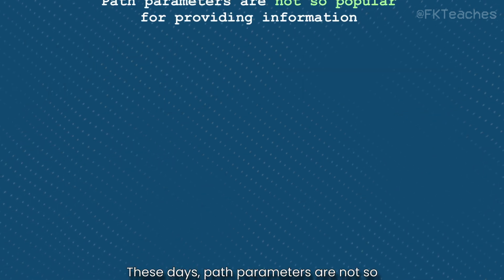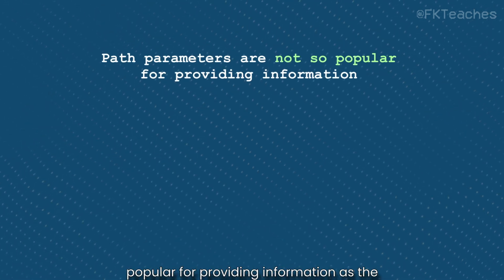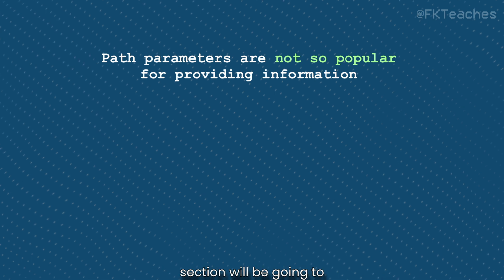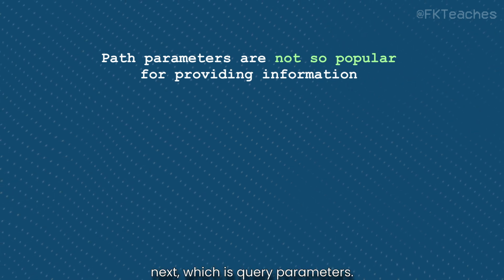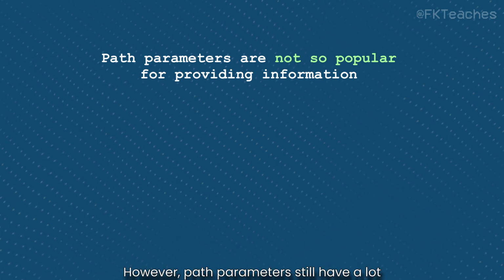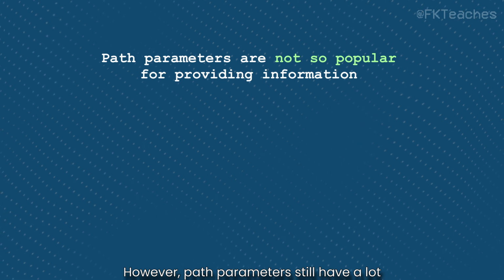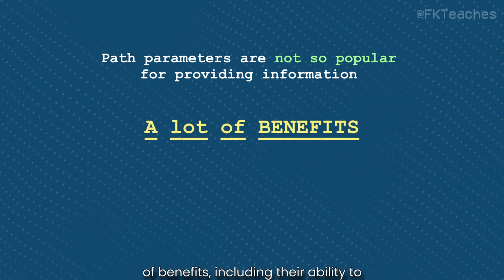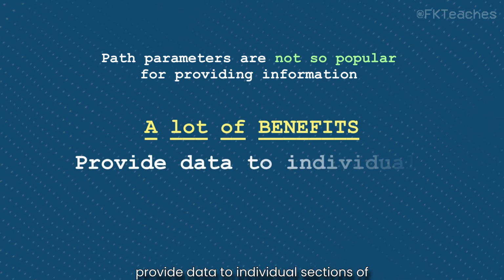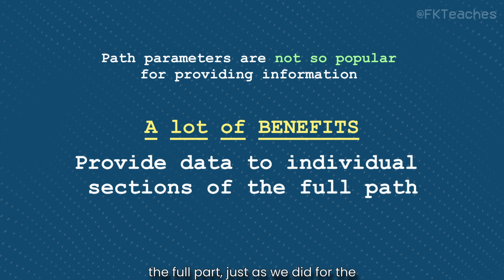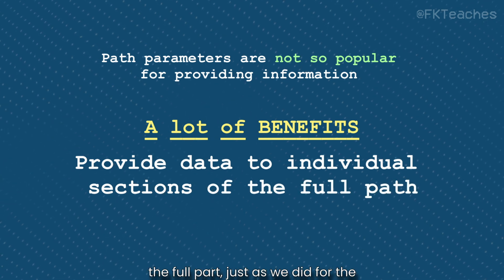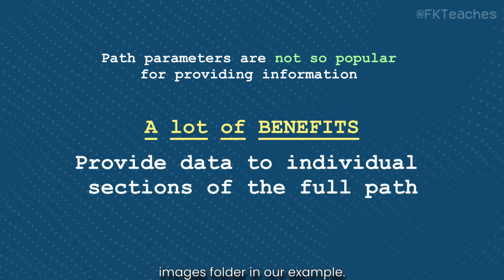These days, path parameters are not so popular for providing information as the section we'll be going to next, which is query parameters. However, path parameters still have a lot of benefits, including their ability to provide data to individual sections of the full path, just as we did with the images folder in our example.